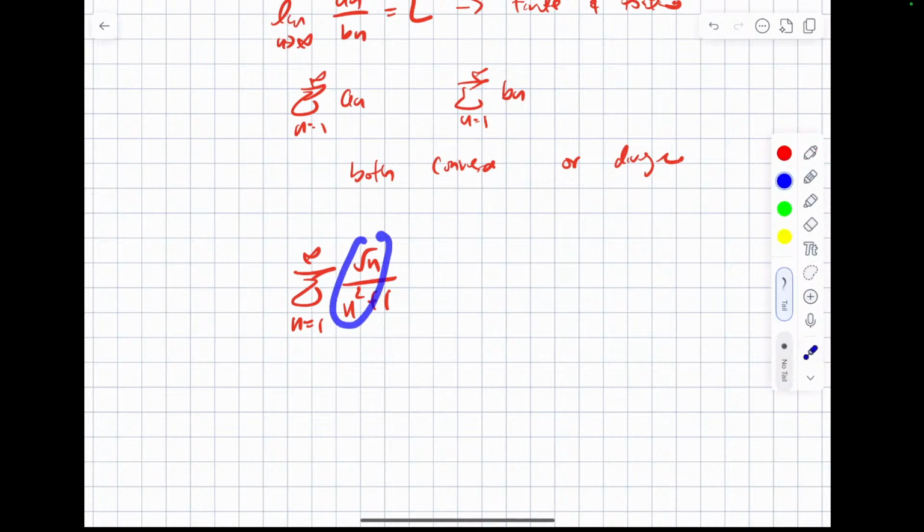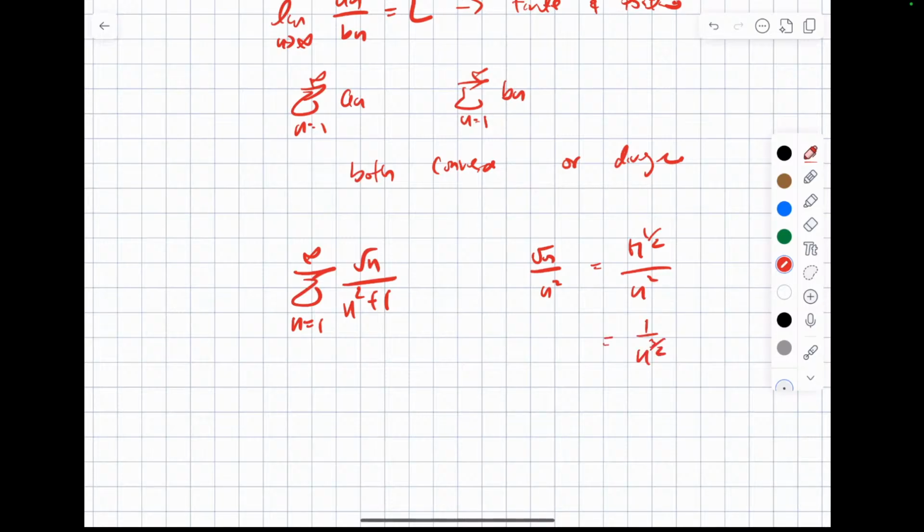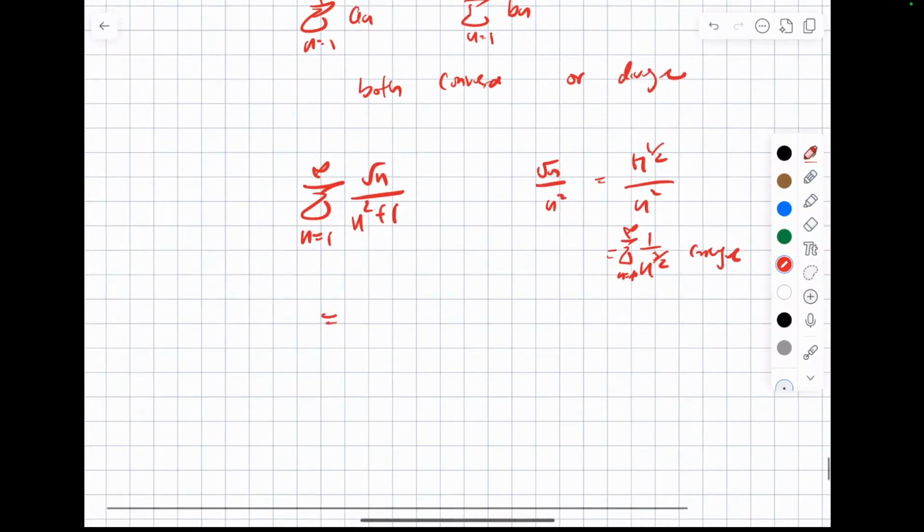This part, right? We're not including the n plus 1. So it'd be square root n over n squared, right? And that's equal to n to the 1/2 times n to the negative 2. And that's equal to 1 over n to the 3 over 2. Does that converge or diverge? It converges because the exponent is greater than 1, 3 over 2. So we divide by this, and we find out the limit is actually finite.